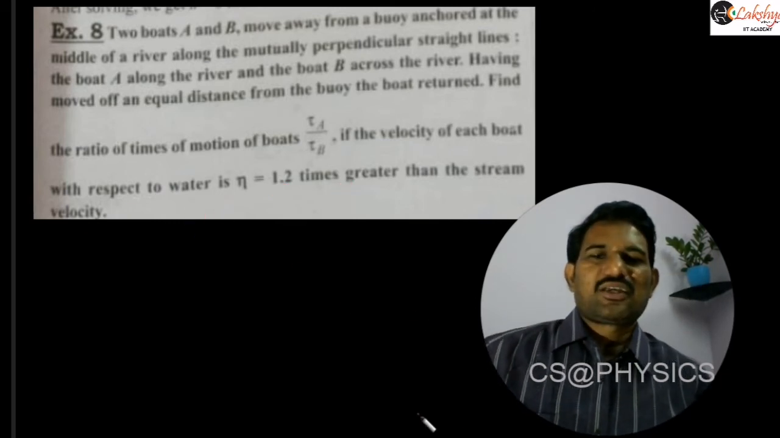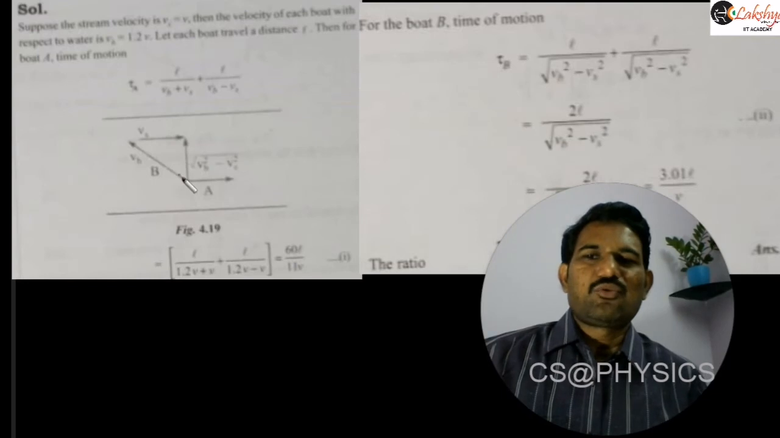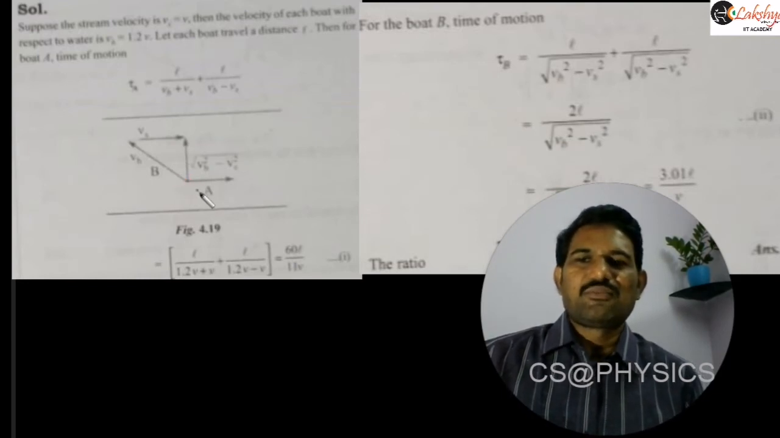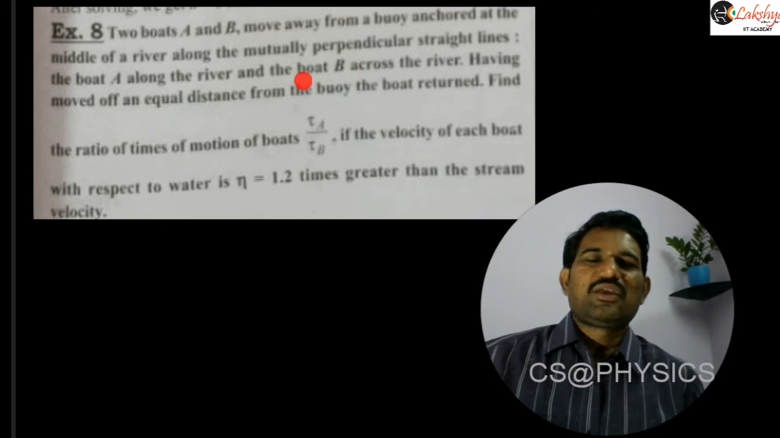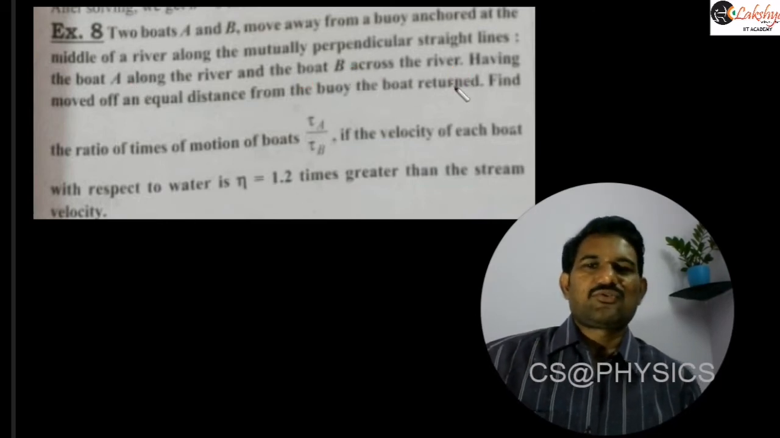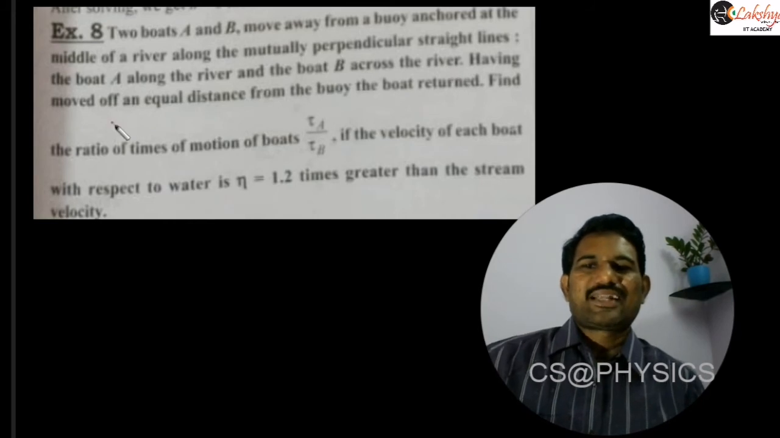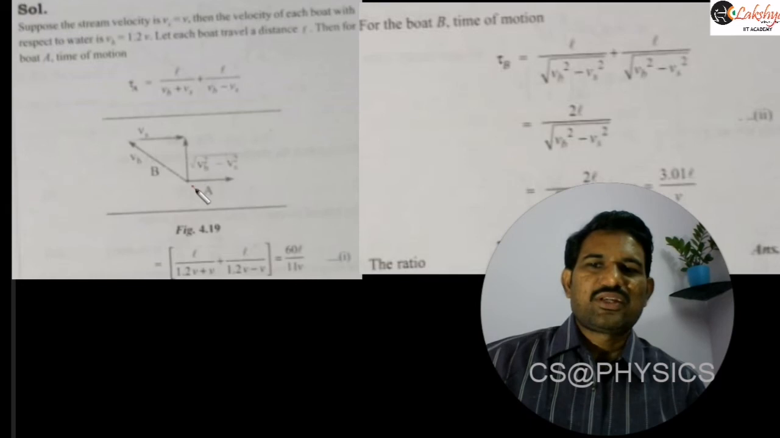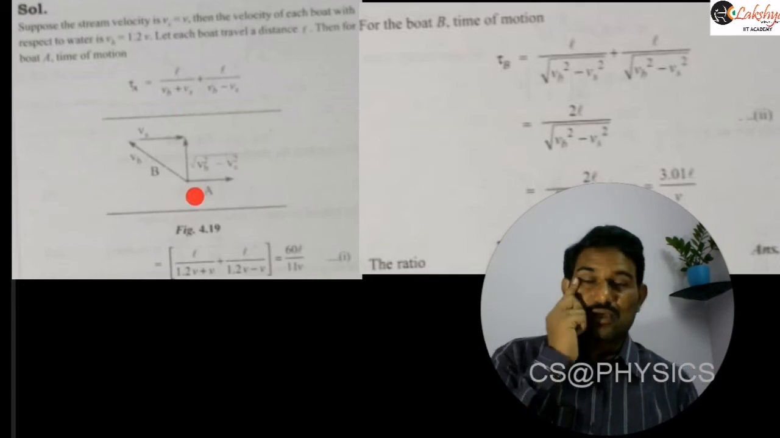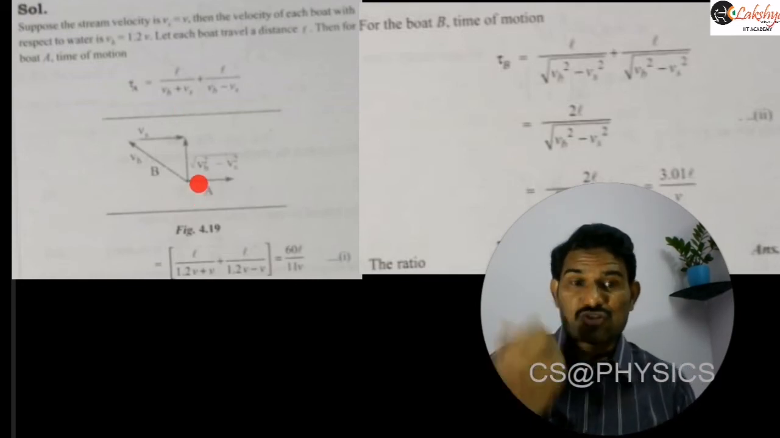That means here the given situation is that at some point the boat is at rest, that means it is anchored at this point here. So one is traveling along the direction of the river flow. The information given is that A is traveling along the river and B is across the river, traveling perpendicular to the river here. And they travel an equal distance and then return, right? So the time taken ratio they are asking here.